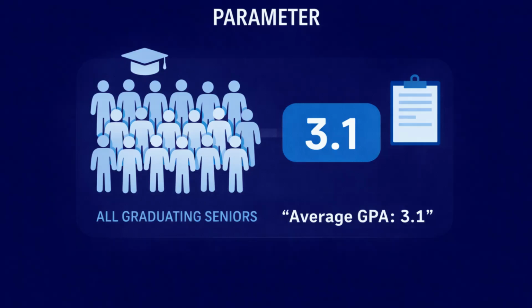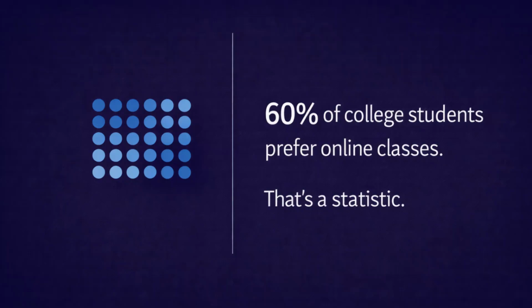For example, if a college says the average GPA of all graduating seniors this year is 3.1, that is likely a parameter because the school has records for every graduate. Now compare that to a statement like, 60% of college students prefer online classes. There are millions of college students, so that number must come from a sample. That makes it a statistic.